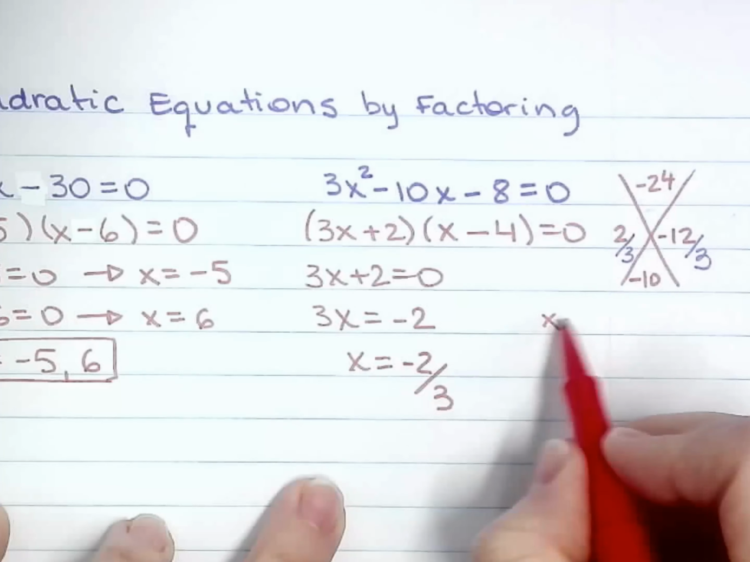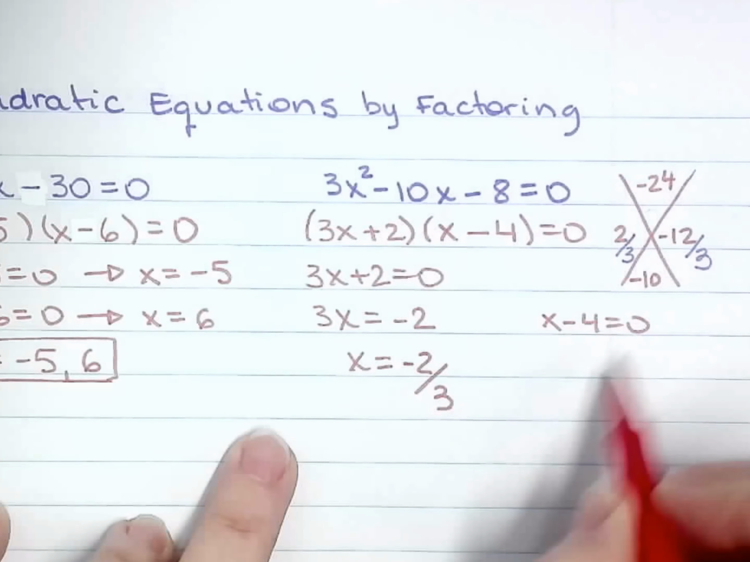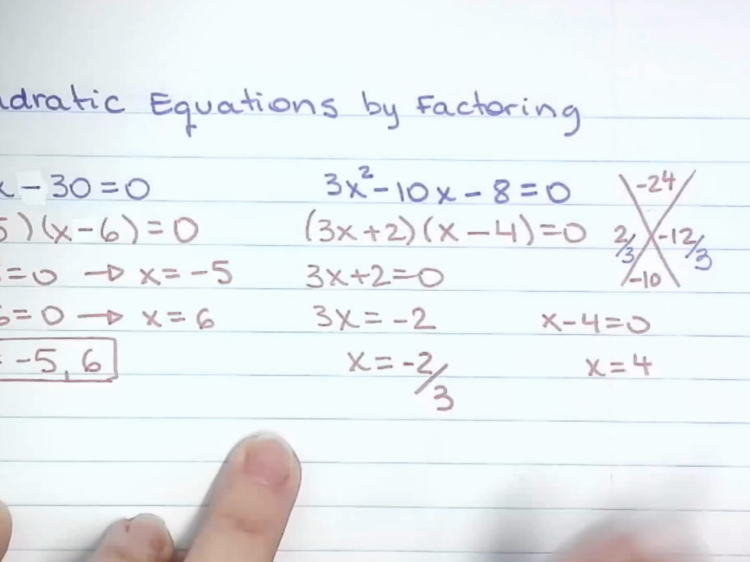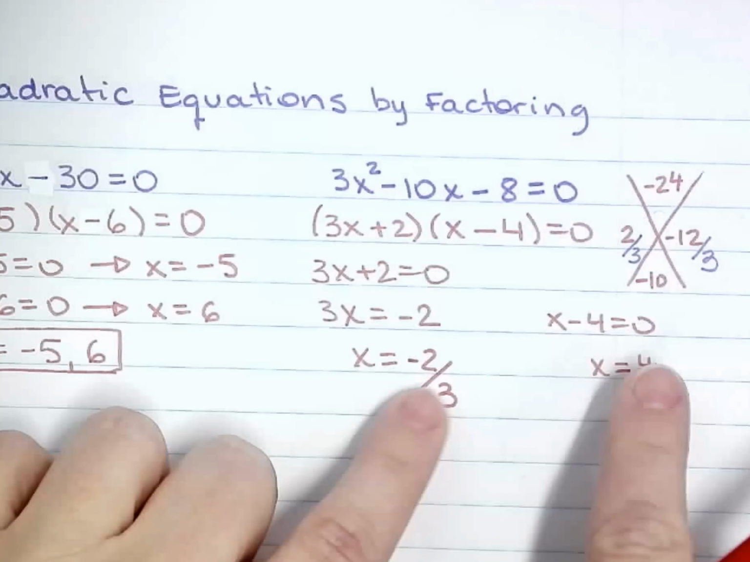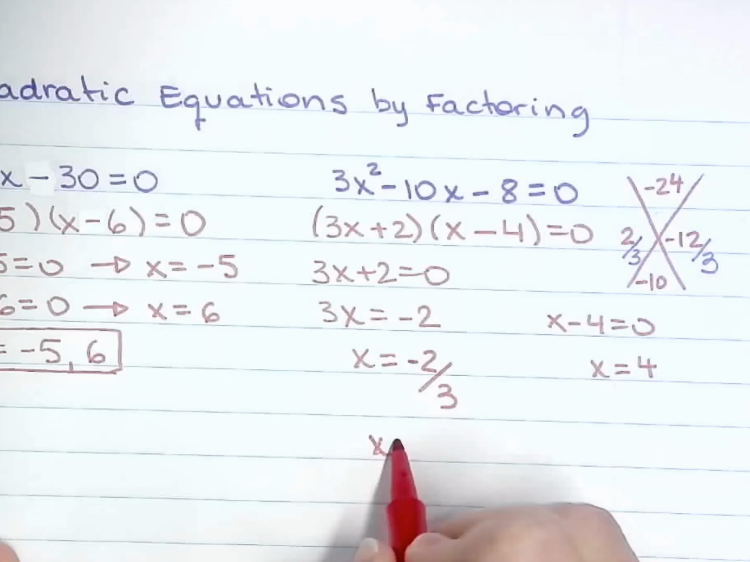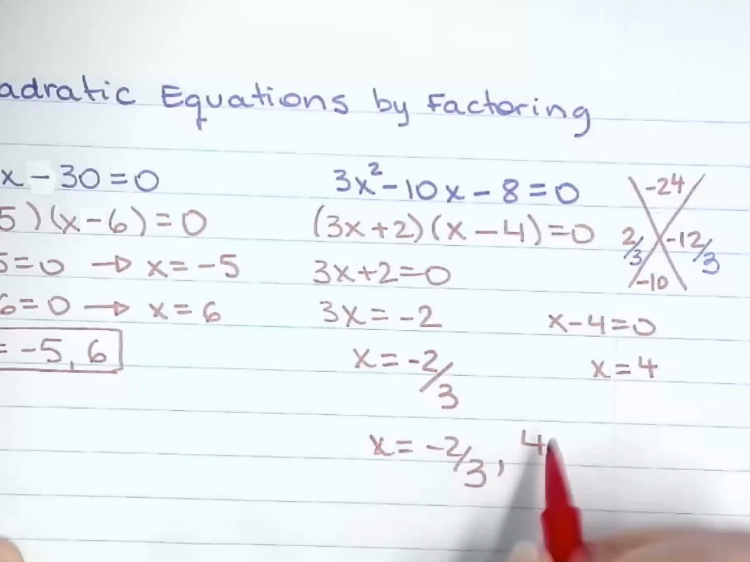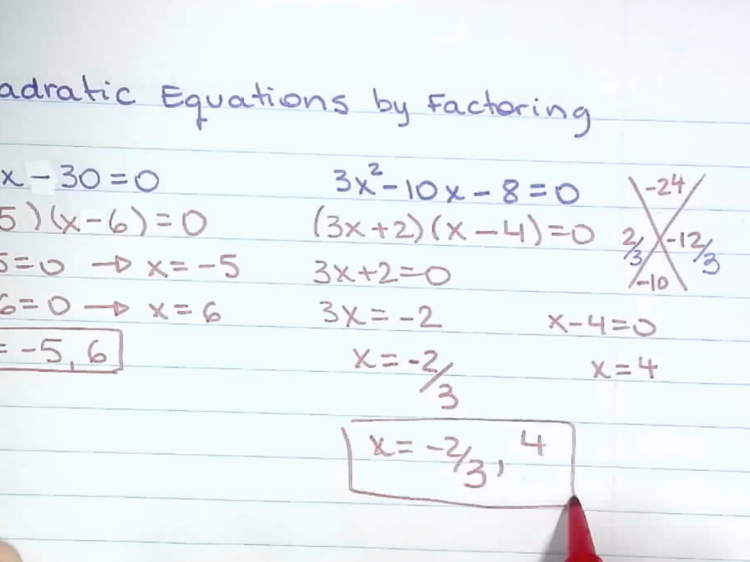Now the other factor, I have x minus 4 equals 0. Add 4 to both sides. So here are my two roots: x equals negative 2/3 and 4. That's it.